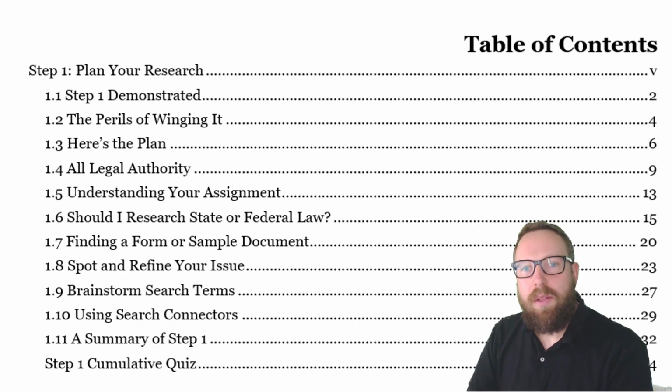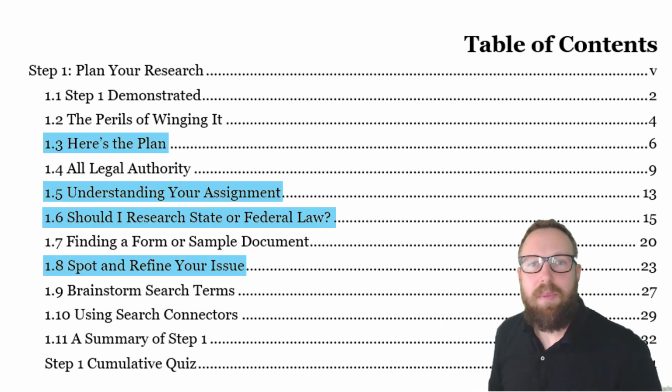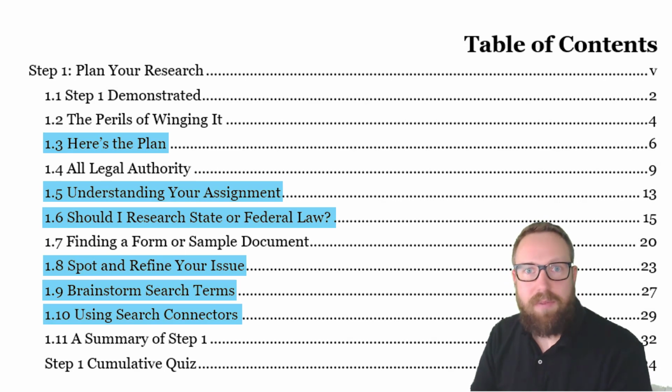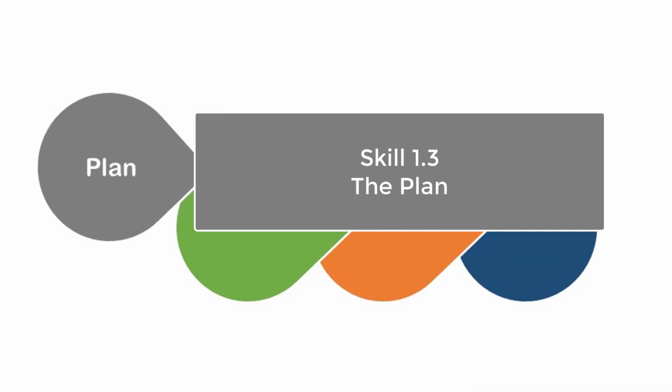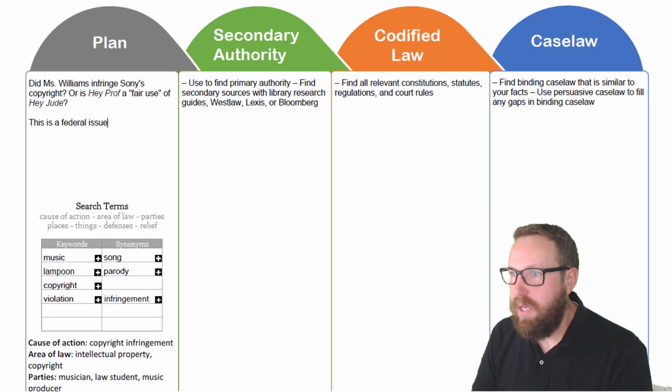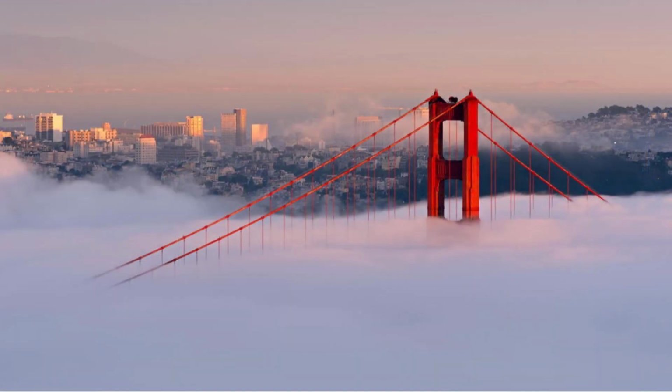Now, we're not going to use all the skills that you see in step 1 here. We're going to use just the ones that apply to this Hey Prof scenario. So the first thing that we need to be aware of is that we need to have a plan. You just can't wing it. If you wing it, you're going to get lost in all the information fog that is out there.